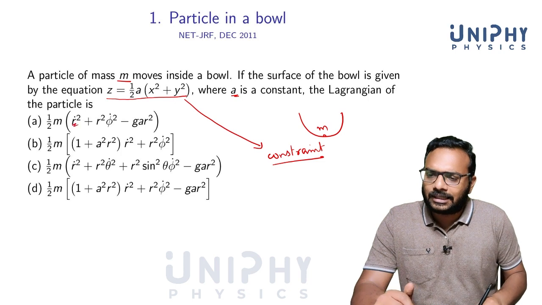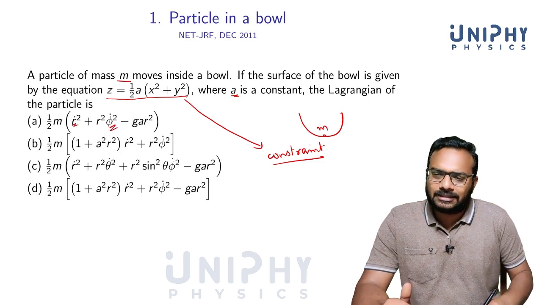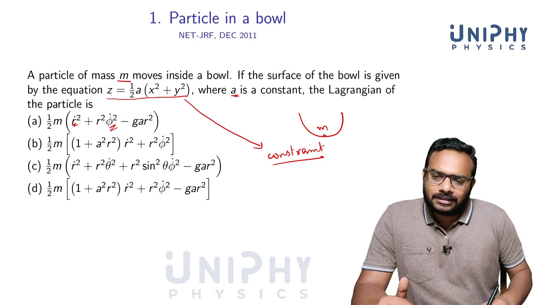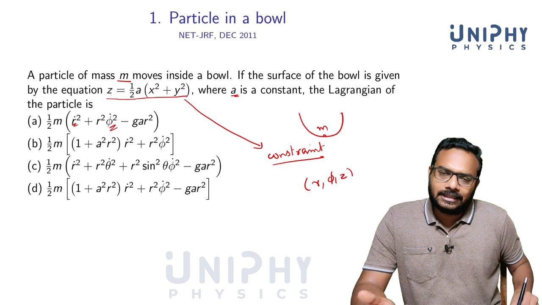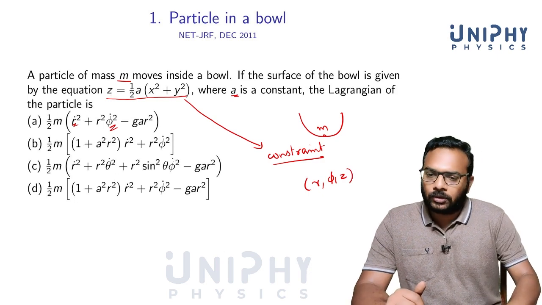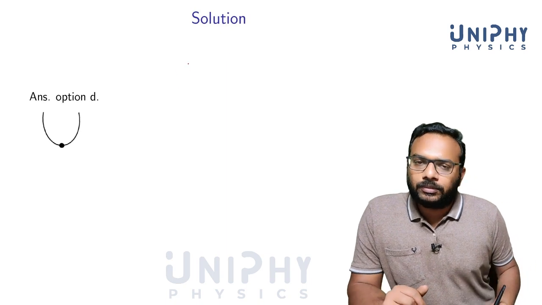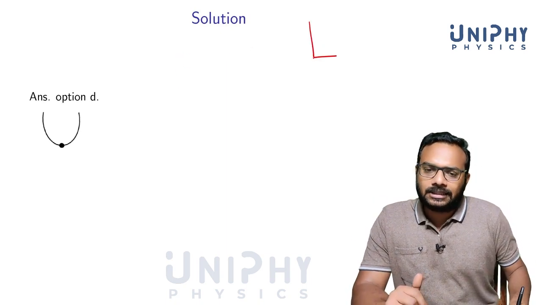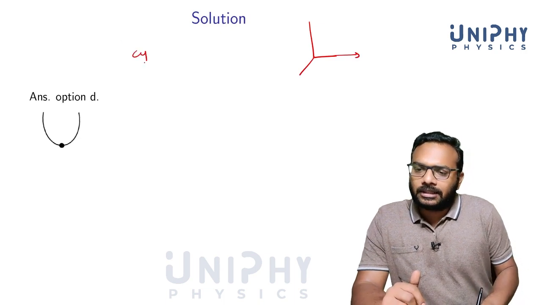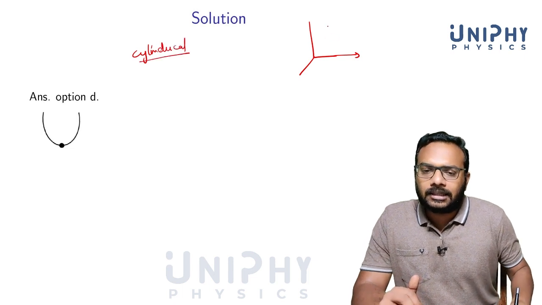Especially also by looking at the answer, you see there's an r here, there's a phi, and there's a z here. So we know that the cylindrical coordinates are r, phi, and z. We can use this as the coordinate system. So what are the transformation equations? We need the transformation equations as we said earlier. Let's have a look at this. We'll choose cylindrical coordinates.